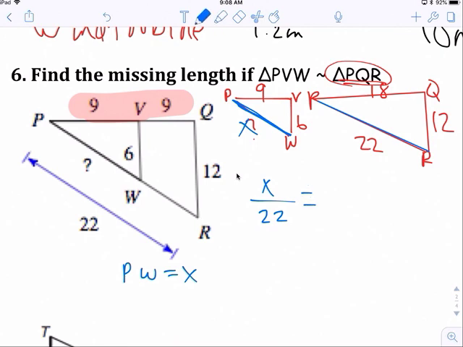Equals, okay, which side do you need? If you're going to use 6, you have to use 12. If you're going to use 9, you have to use 18. Notice it's half. It's an easy one.